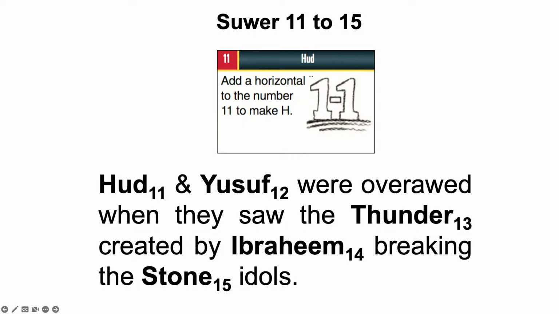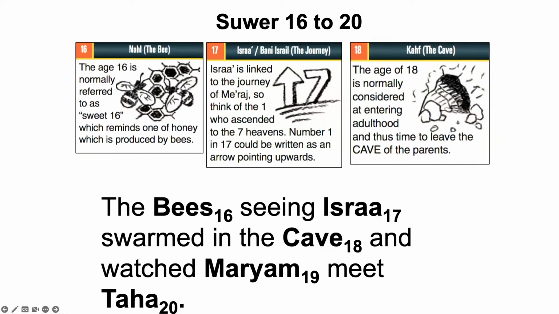Ibrahim, you know 14, and the stone idols. Can you see how this works now? You can make your own mnemonics. It's okay. These were made ages ago. So here we go, 16 to 20. Okay. So we'll start off with 16.